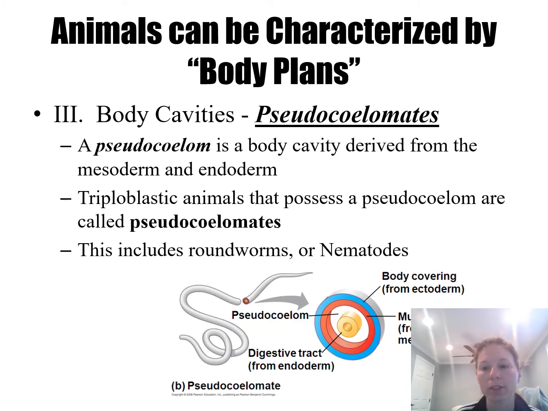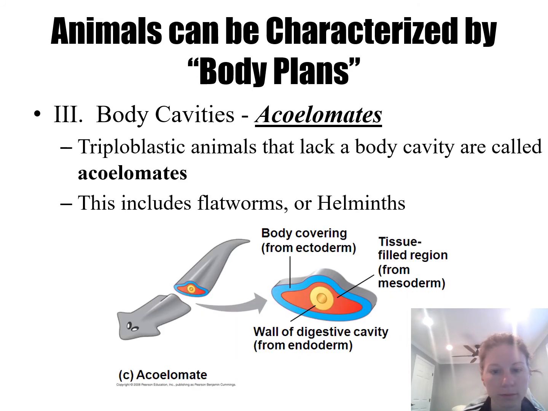Then you have pseudocoelomates, pseudo meaning fake. This includes roundworms, and they're typically parasitic. It's called a pseudocoelom because it's made up of the endoderm and the mesoderm. It's not a true coelom unless it's lined on both sides with the mesoderm. Acoelomates do not have a coelom, and that includes flatworms.